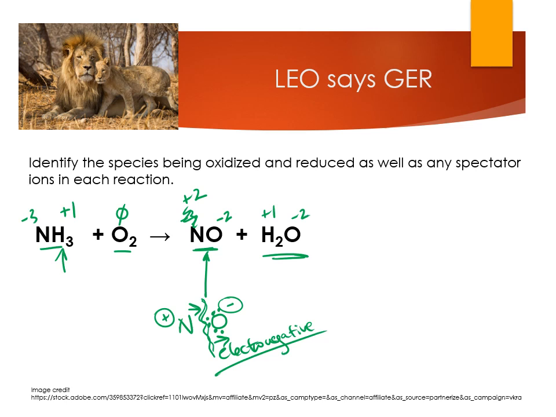So now I want you to think about whose charges are going up. What's being oxidized? Whose charges are going up? Leo says grr. Lose electrons, oxidation. Lose electrons, get less negative, get more positive. Who's gaining electrons and getting more negative? Whose charge went down? Leo says grr.